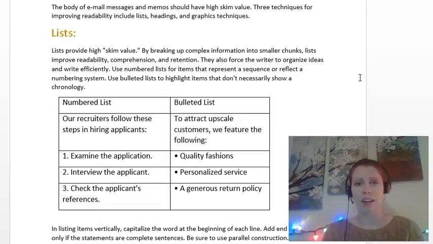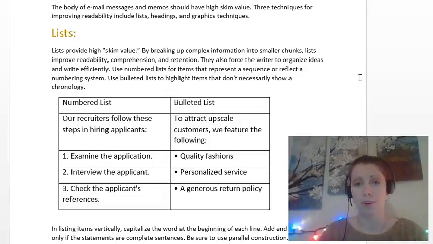Lists provide high skim values. This means that the readers use the lists to read quickly and grasp the main ideas quickly. By breaking up complex information into smaller chunks, the lists improve the readability, comprehension, and the retention of the information for your readers. Lists also force the writer to organize ideas more efficiently.